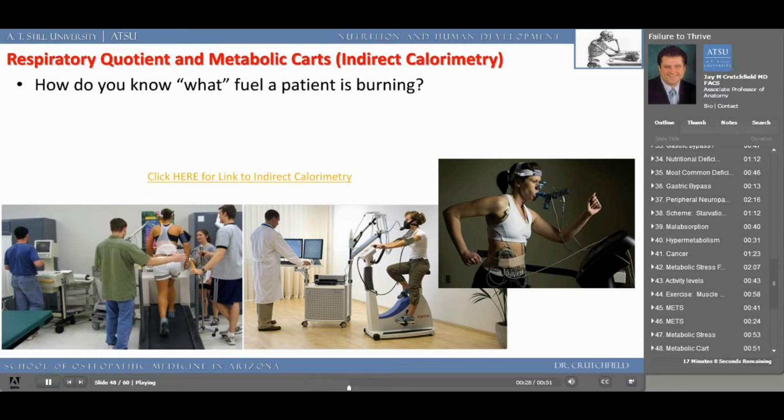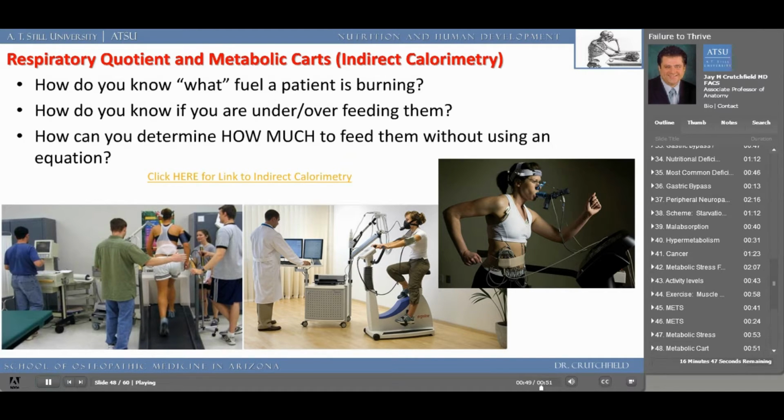If we are able to calculate the amount of oxygen which is inhaled and the CO2 which is expired, and we know the chemical formula for the oxidation of glucose, we can figure out how much and what fuel they're burning. We can tell if we're under or overfeeding them. How can we use this equation to determine how much to feed them? Well, let's take a look at some of the numbers.